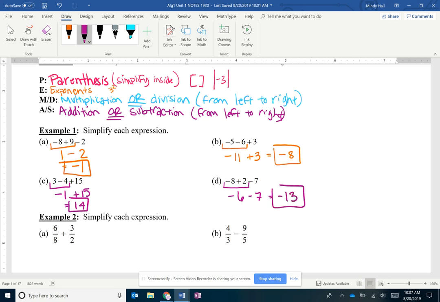And if you have a hard time with adding and subtracting with these numbers, you can think of it in terms of if they have the same sign, keep sign and add. If they have different signs, so a positive and a negative, subtract, keep the sign of the bigger number.